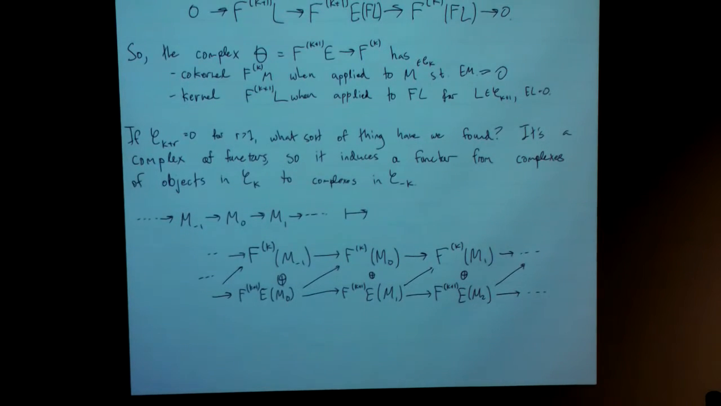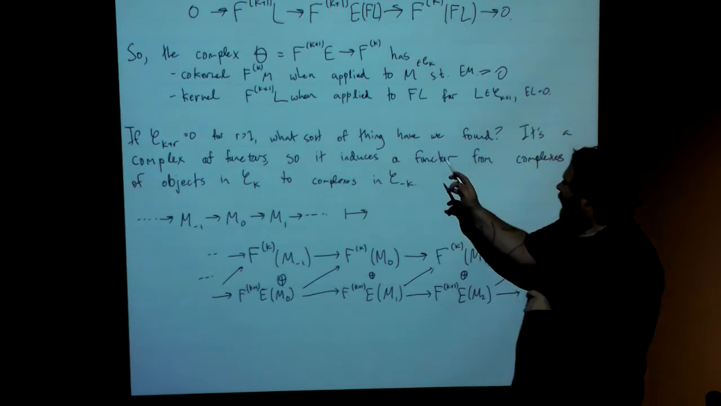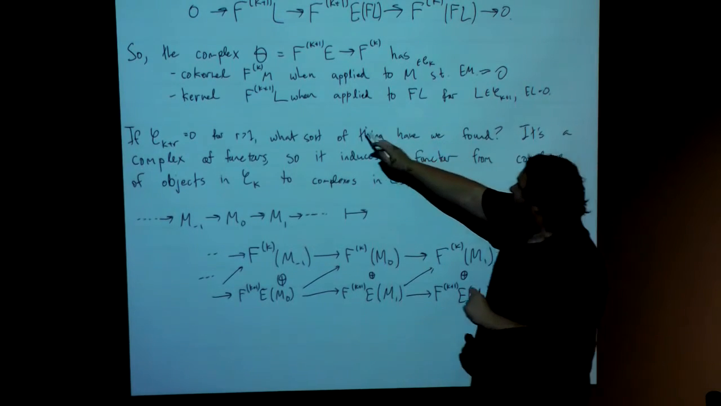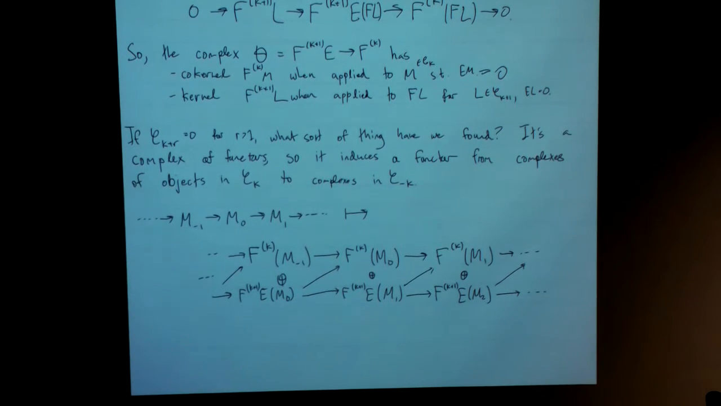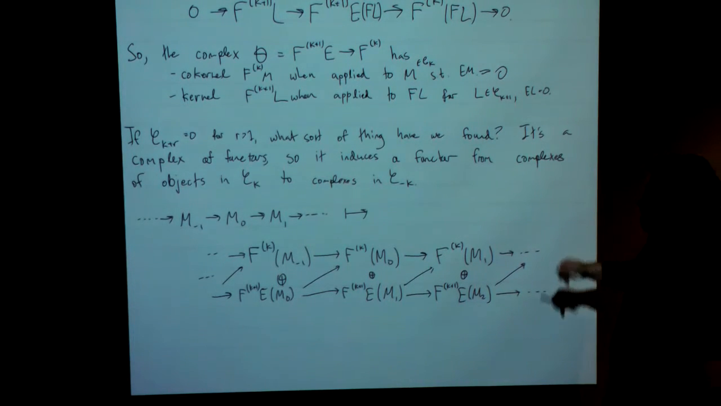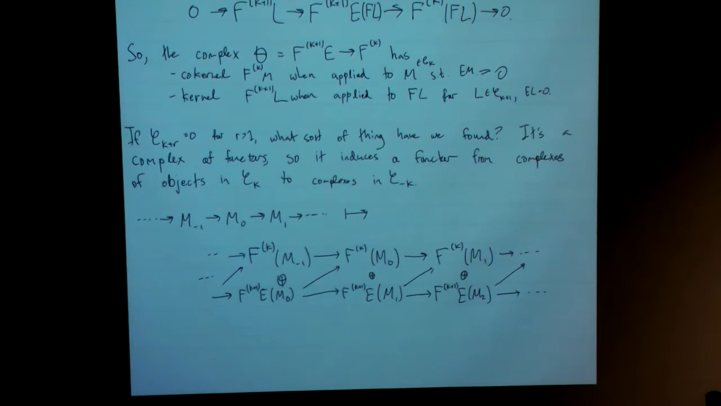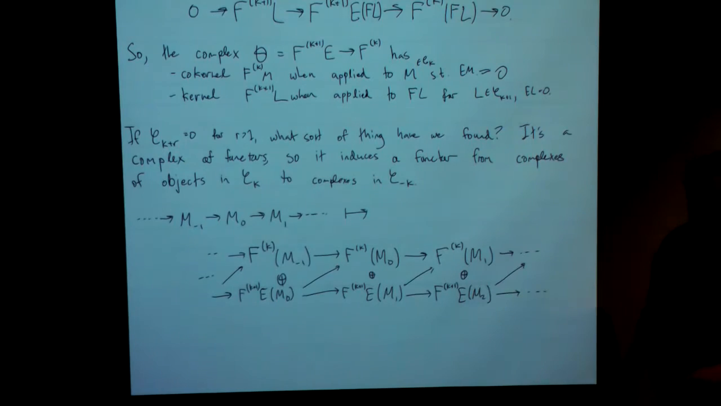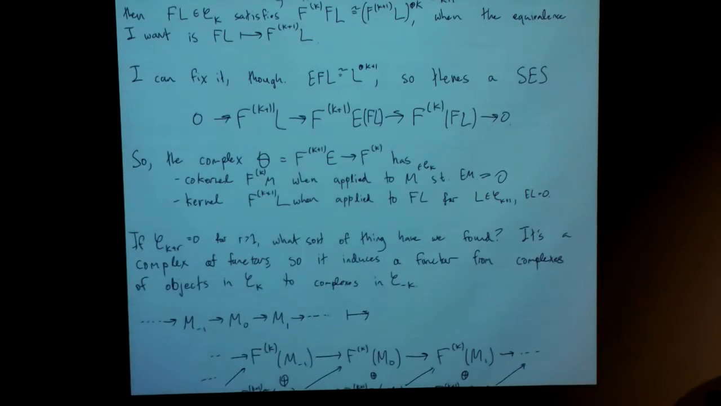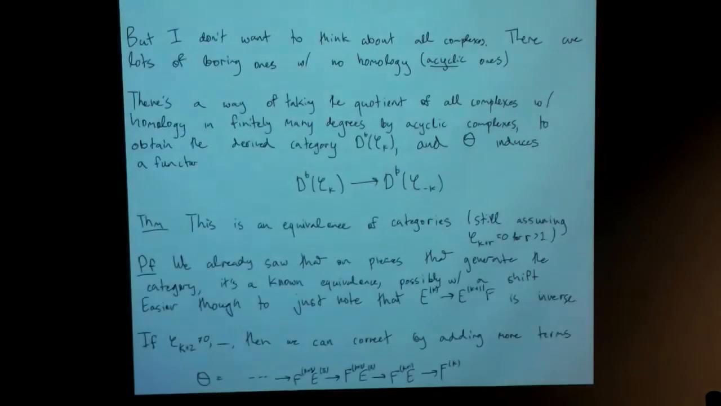So assuming we're in this situation where we're almost at the top, not quite, what have we found? I have a complex of functors going from this guy to this guy. I can't apply that to modules and get another module, but I can apply it to complexes and get another complex. So it gives me a functor from complexes of objects at C_k to complexes of objects at C_{-k}. So this is the formula of the complex. I take the total complex. Of course, I'm realizing I'm running pretty short on time, but that's okay.